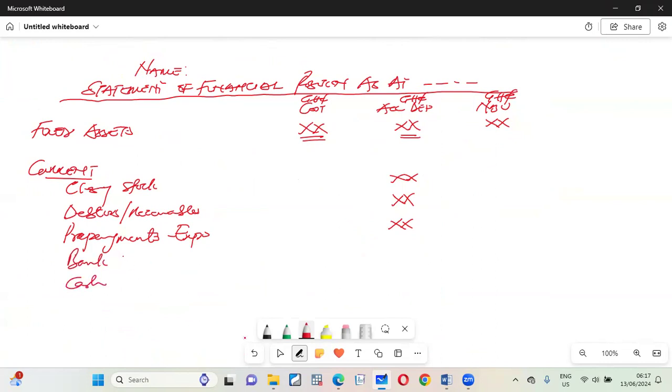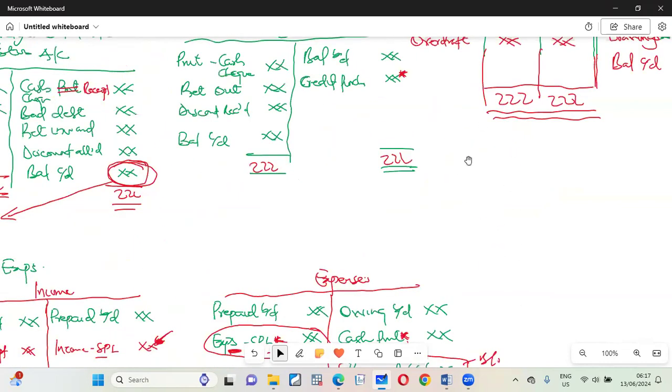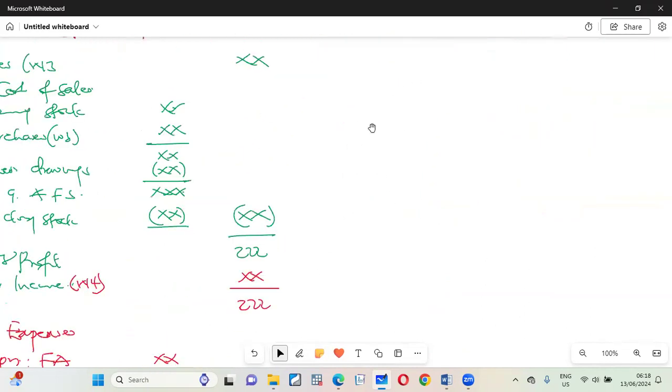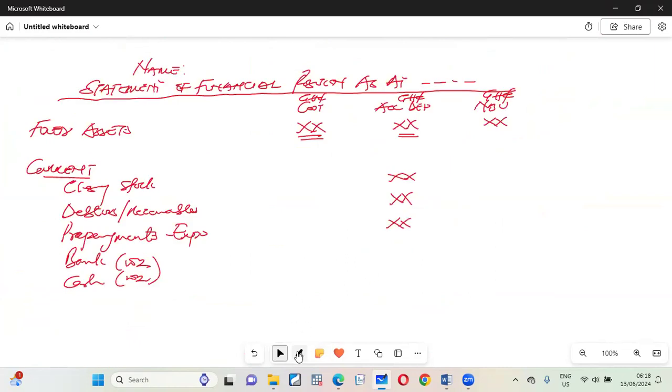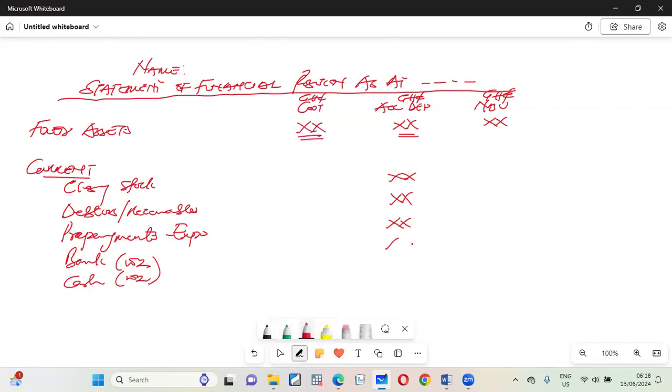Then, of course, you have your bank first, then cash. Don't forget, these ones too are coming from workings 2. Where do we find these figures? When we prepared our cash book, our focus was to look for the balances, but if the balances are given, we will only have the issue of drawings. These are the balances. If it's an overdraft, then this one will go to our liabilities. So now you have them.